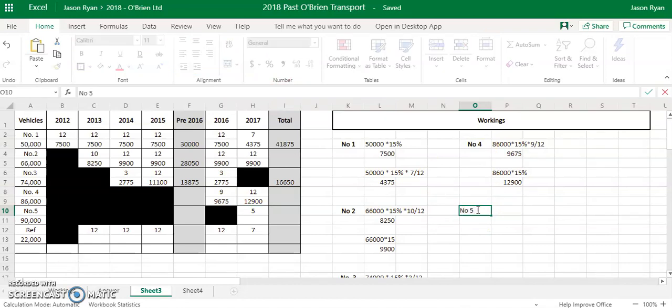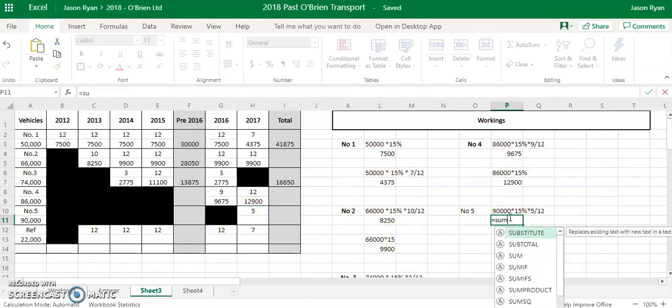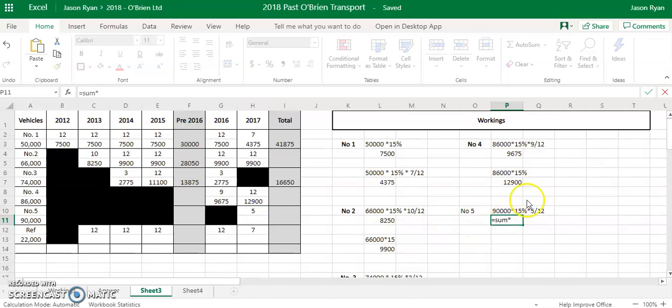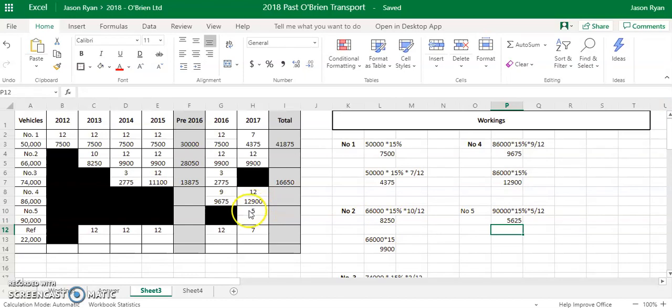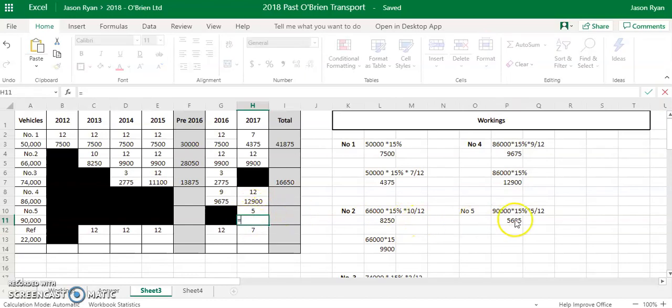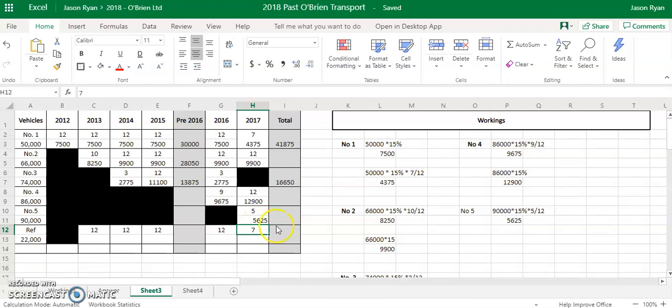So number 5, which costs us 90,000, multiplied by 15%, multiplied by 5/12, because you only have it for 5 months of the year. So that should give you 5,620. Okay, once again, we don't need a total of that because you didn't get rid of it.